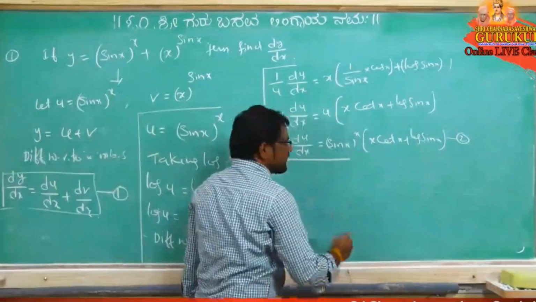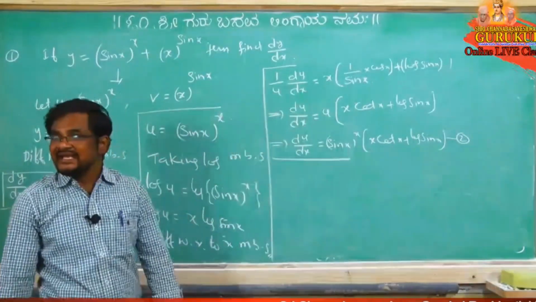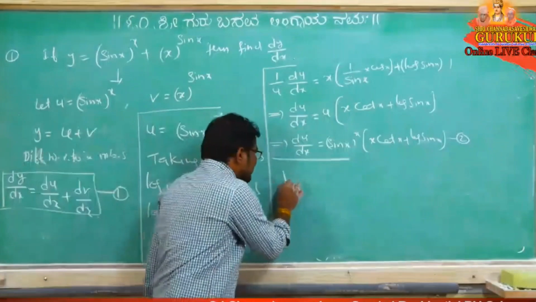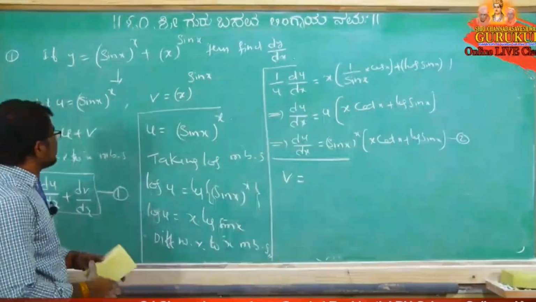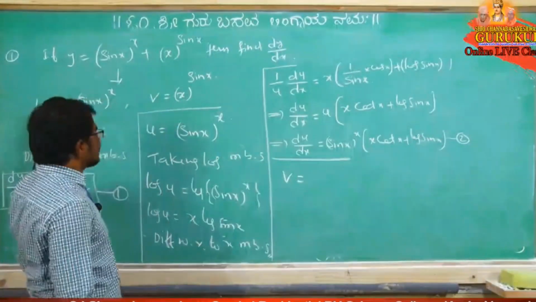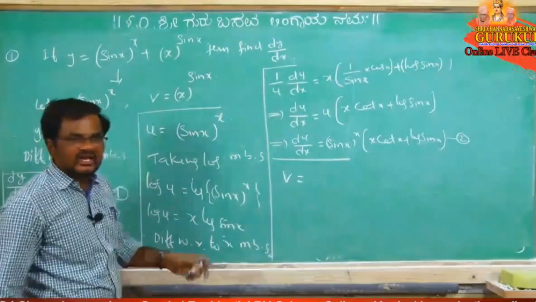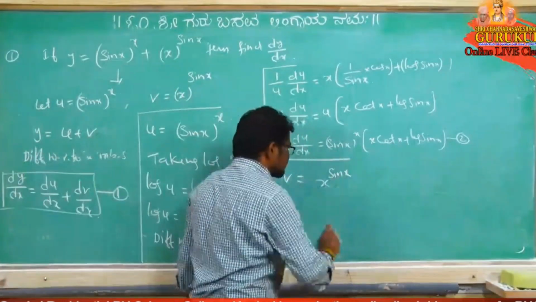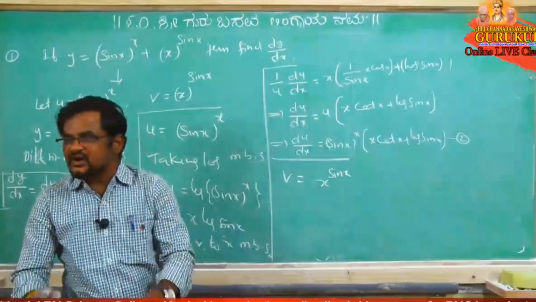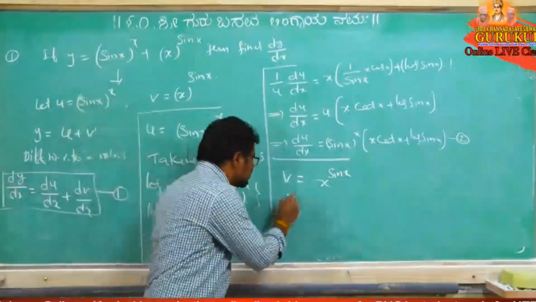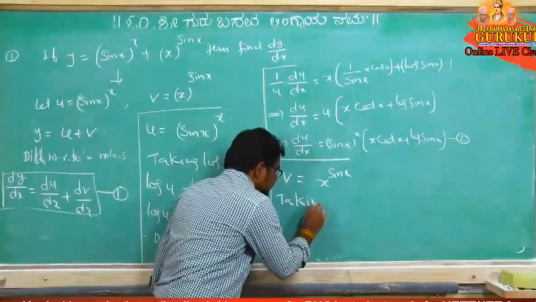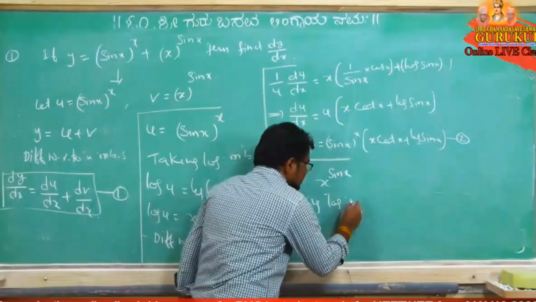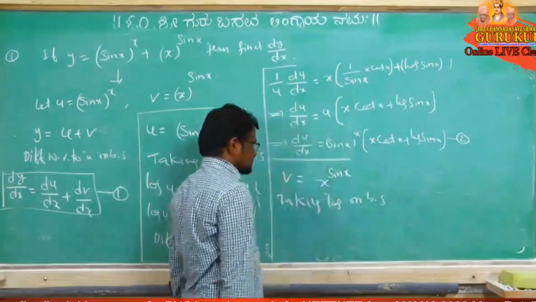Next what we have to do? dv by dx we have to find. For that what we have to take? v equals x power sin x, which you have taken. Here also the first step is what? Taking log on both the sides.